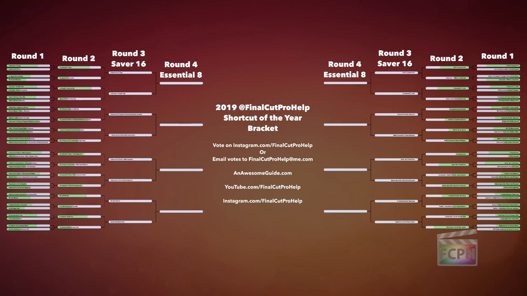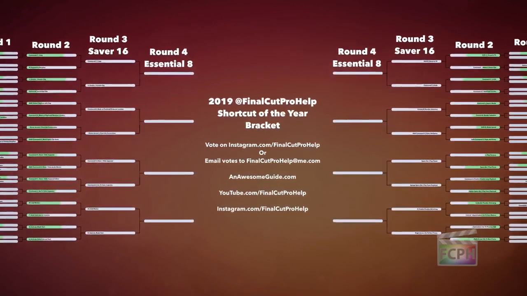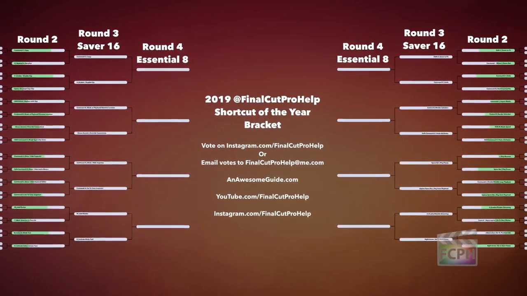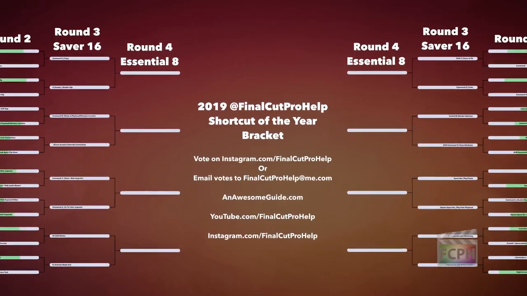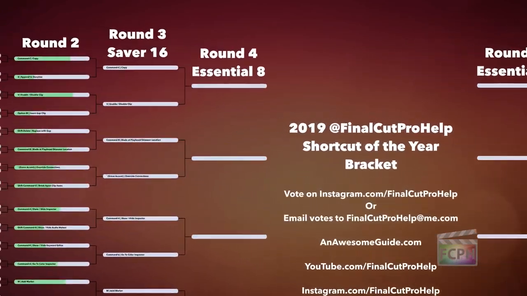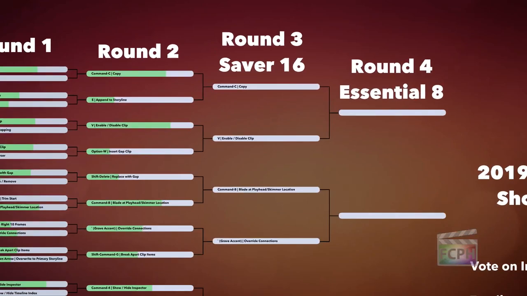But let's go ahead and play this. And this is going to show you basically the same shortcuts we just saw being demoed and used. But you're going to see how the voting fell with each of the shortcuts, and the ones that make it onto round four with the Essential Eight, which is coming up. So Command C went up against V. And if you remember, Command C for copying stuff, very popular. In order to do paste attributes or anything else, you need to copy. So Command C definitely got more votes on there.